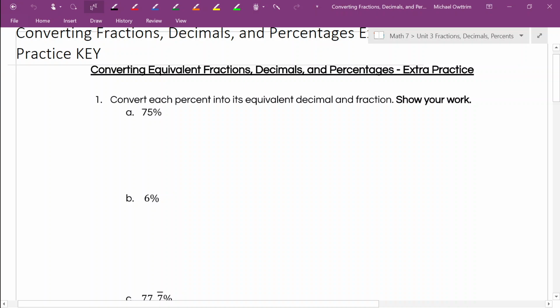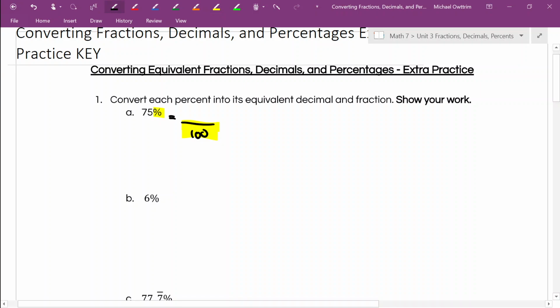Hello class, today I want to take a look at some extra practice with converting between equivalent fractions, decimals, and percentages. So in question 1, we're given a few percentages. We want to convert each one into its equivalent decimal and fraction. The easiest part about this conversion is that we know what the meaning of this percent sign is, and it just means over or out of 100. So we can always just replace that percent sign with the writing over 100.